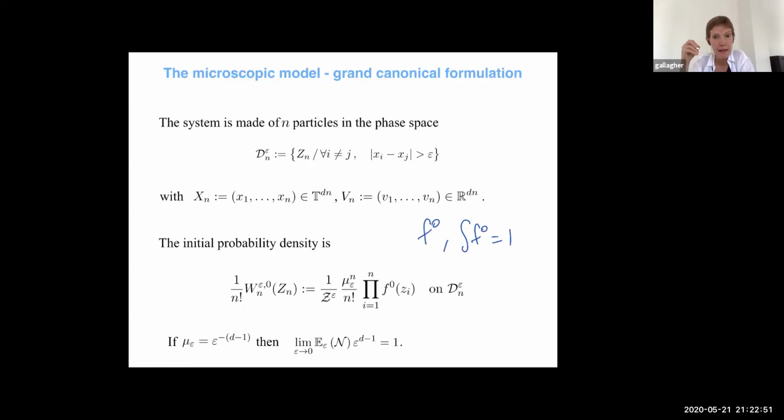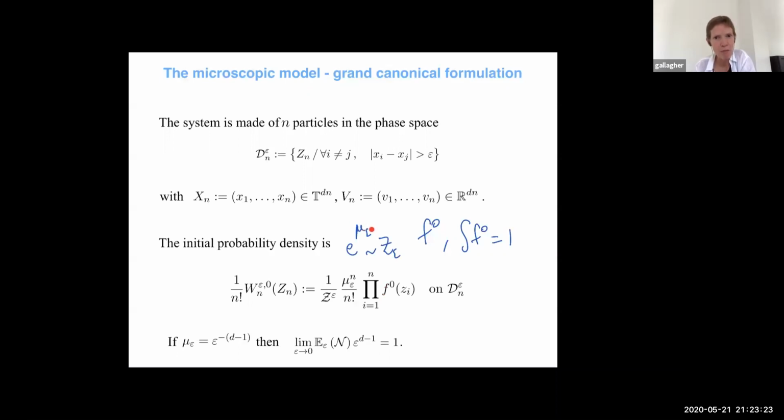Z epsilon here is a normalization factor. So if I didn't have the fact that my phase space has holes here, and since f0 is of integral 1, Z epsilon would just be exponential of mu epsilon, right? Now this is not true because when I integrate this thing here, I have to remember I'm integrating in this domain which is full of holes. So Z epsilon is much more complicated, but it's still in general a very big number. So why is it big? Because I can compute mu epsilon.